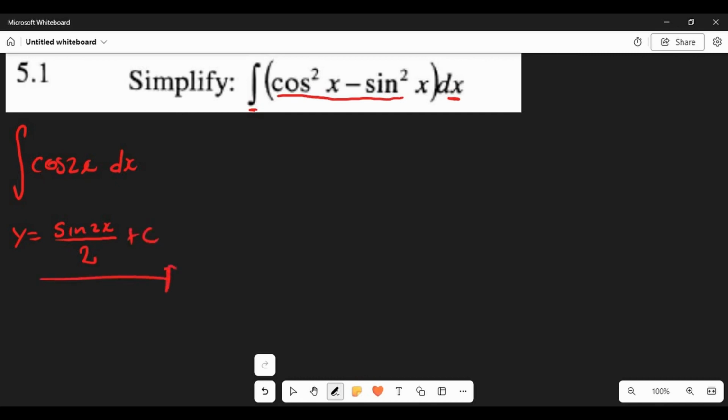Basically this question was not difficult, guys, it was straightforward. You just need to know your integrals and know how to integrate the trigonometric functions.